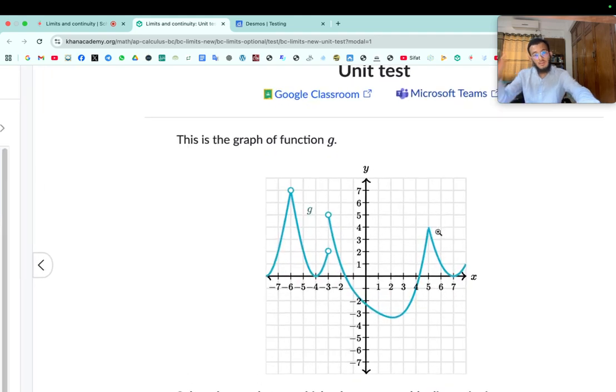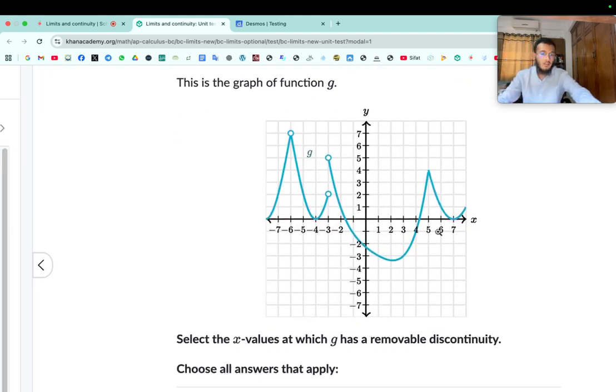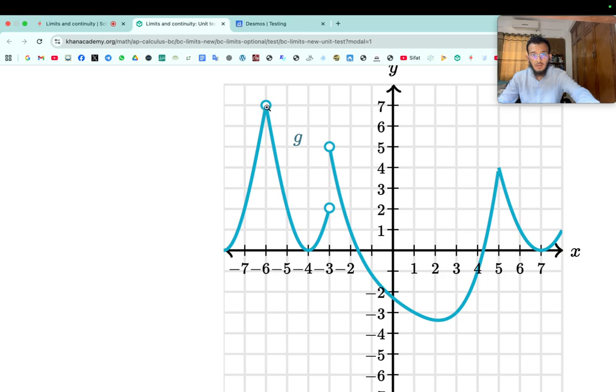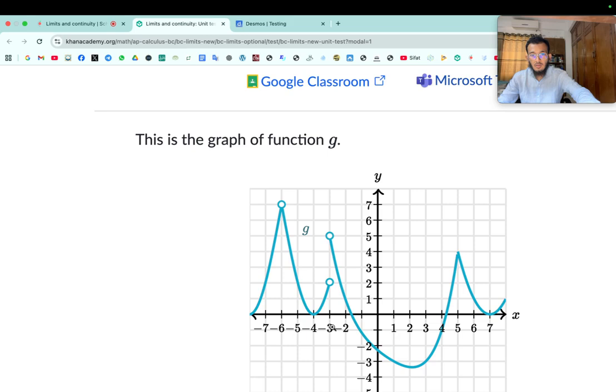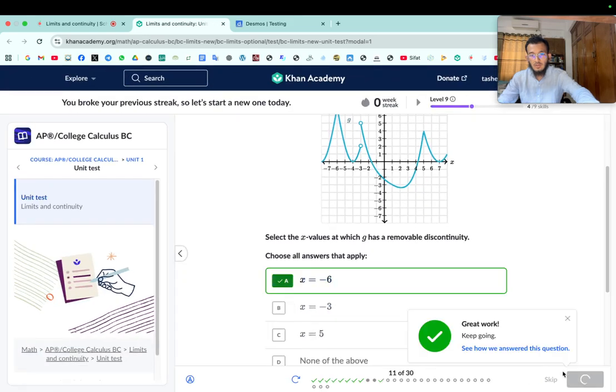This is the graph of function g, and select the x values at which g has a removable discontinuity. Removable discontinuity, which is negative 6. We have negative 6 as a removable discontinuity here. We don't have a removable discontinuity here because it's just not continuous. So just negative 6.